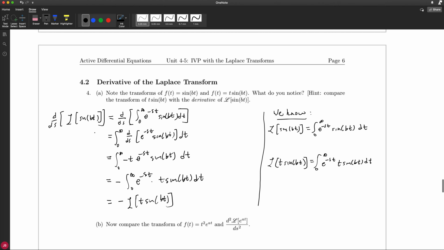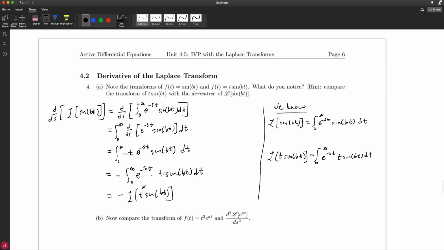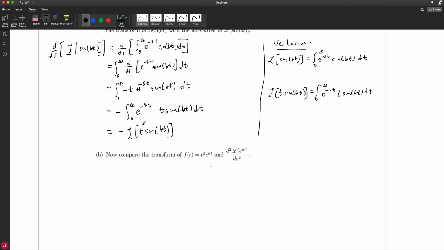So here's the punchline. I can exchange a variable multiplying a well-known Laplace transform, but I have to pay the penalty of taking a derivative of the known Laplace transform. We'll summarize this a little bit more later, but let's look at the next example.